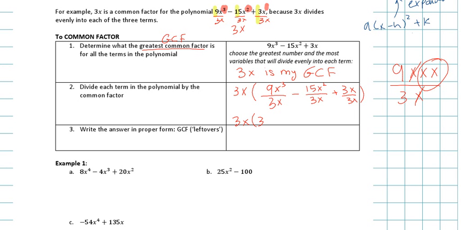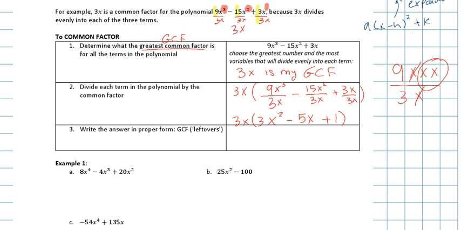What's 15x squared divided by 3x? 5x. Now I kept the negative, right? It's negative 5x. And then what's 3x divided by 3x? It's 1. Because the x's are going to cancel each other, and 3 divided by 3 is 1. So it's 1. Right? And this is the most common mistake.